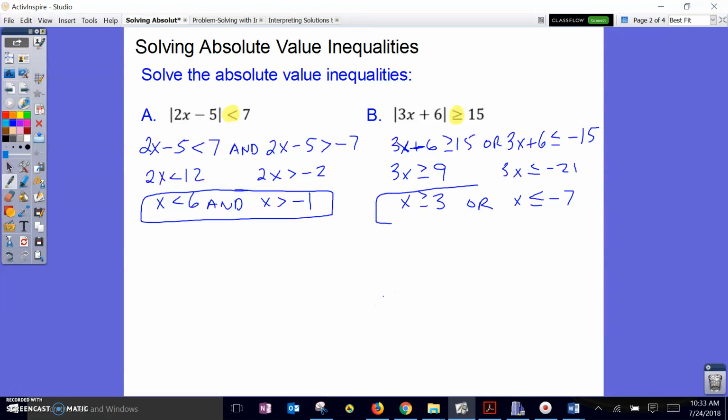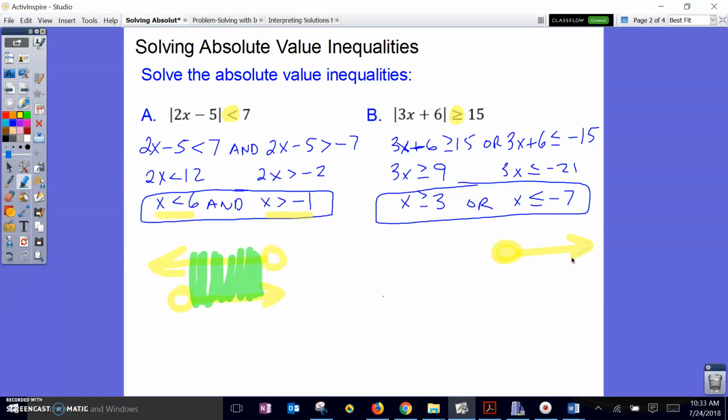And another thing you'll notice with the whole AND/OR concept is that these two inequalities in part A are facing towards each other. We have x is less than 6, looks like this. We have x is greater than -1, looks like this. And so the overlap of the two is where the solutions lie. In the OR inequality over here, we have x is greater than or equal to 3, and we have x is less than or equal to -7. And so we have the two different branches heading in different directions in that absolute value inequality. All right.